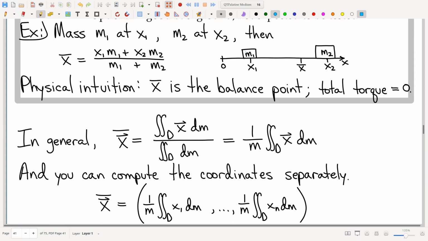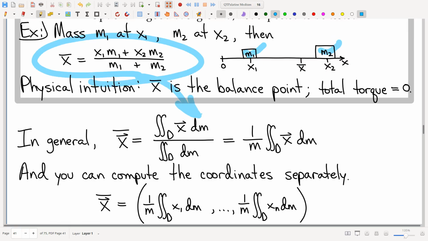If you have not two pieces of mass, but more pieces of mass distributed over regions, again, we're kind of copying the same sort of structure. And again, notice we're using the masses as the weights in the weighted average.